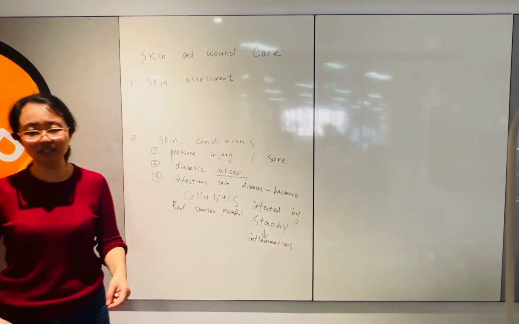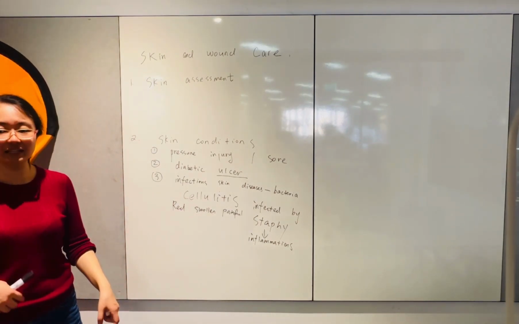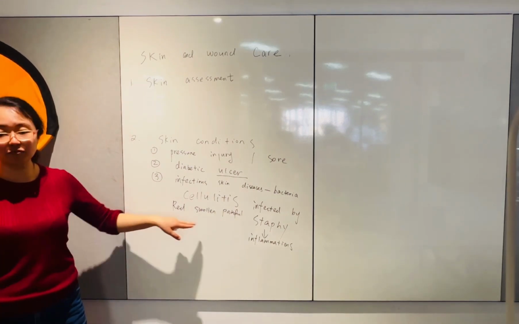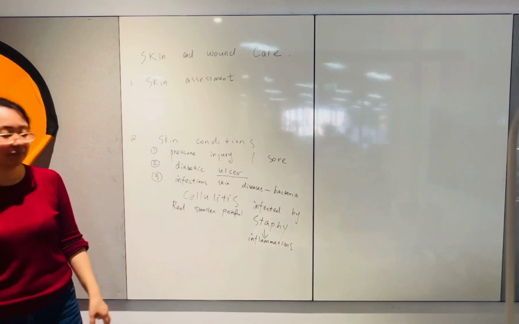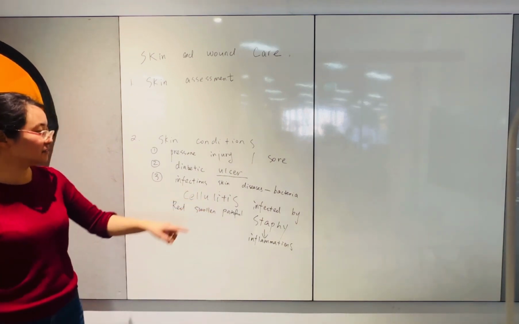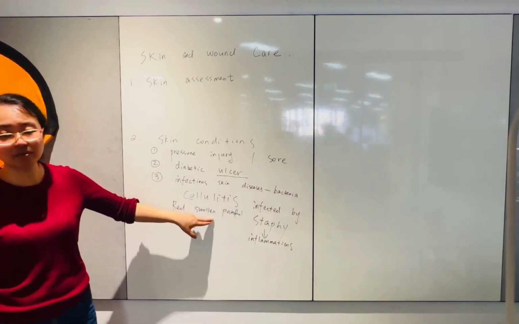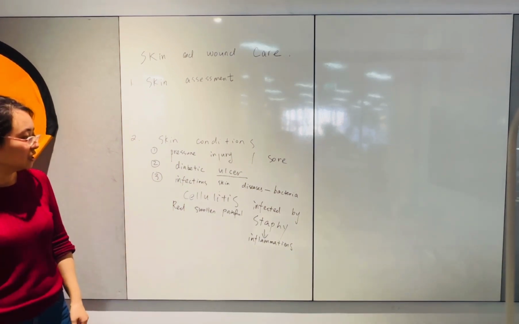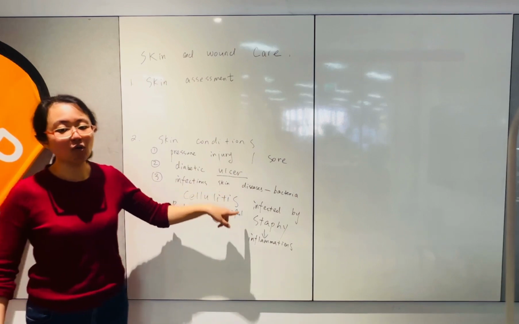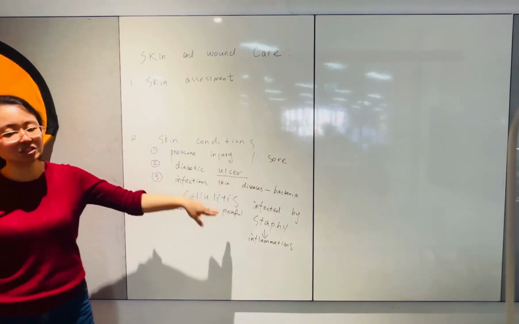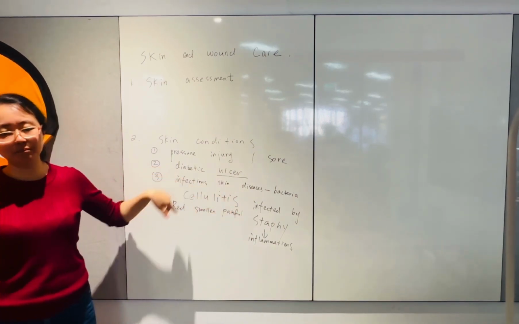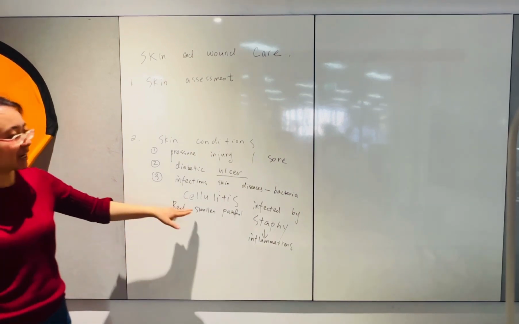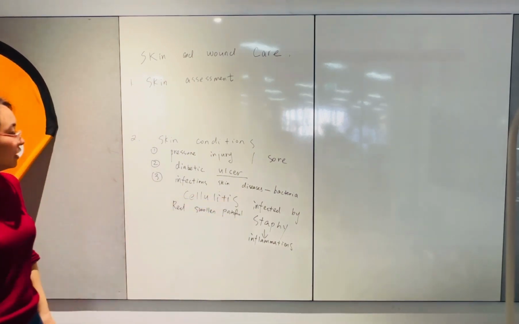The skin could easily break down, and even fluid could leak out from the skin. So that's cellulitis. The patient's leg becomes very swollen and enlarged in size. This is a quite common condition among older patients. It's infected by the bacteria.